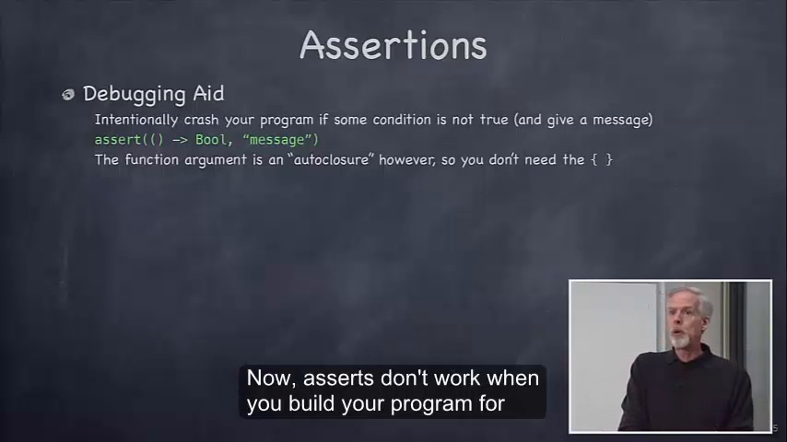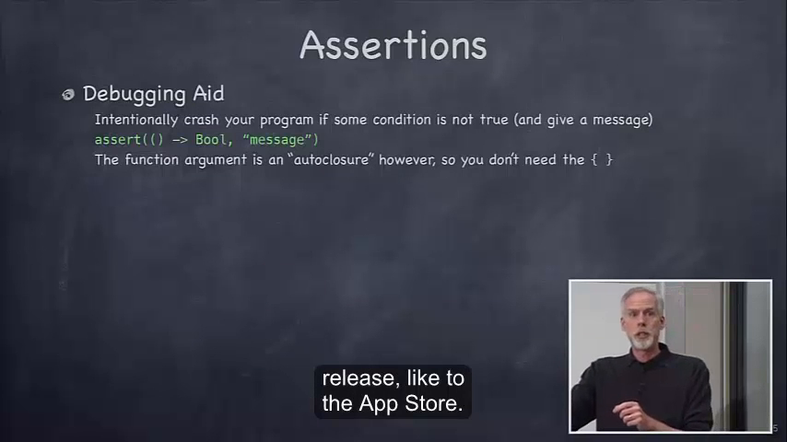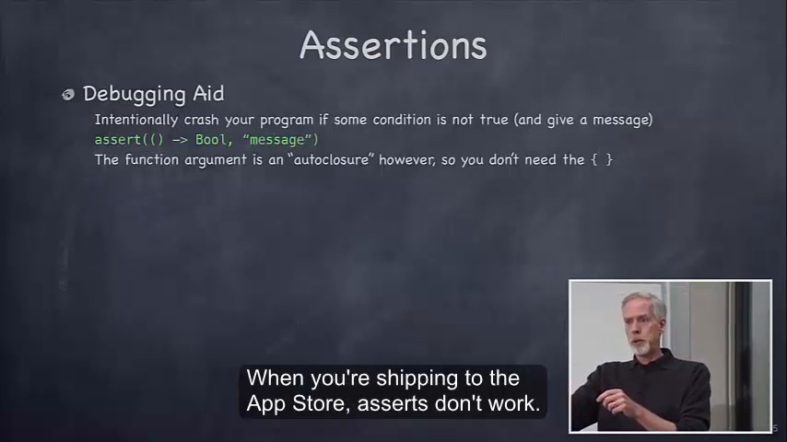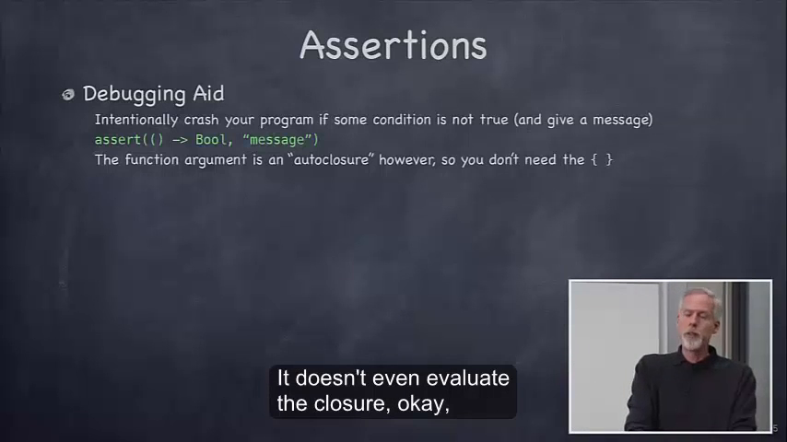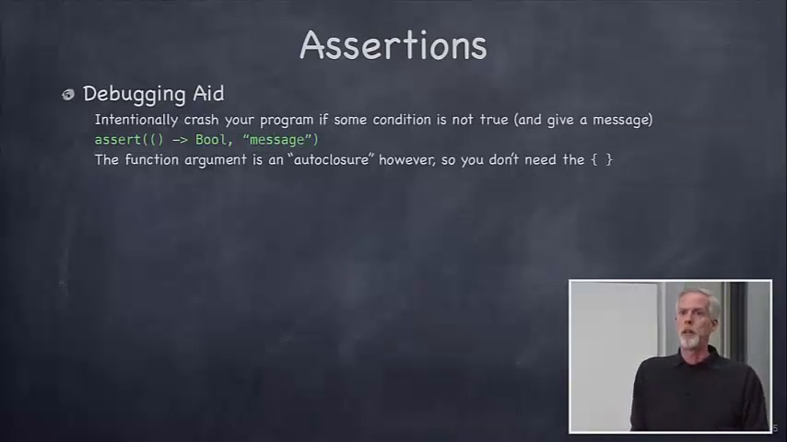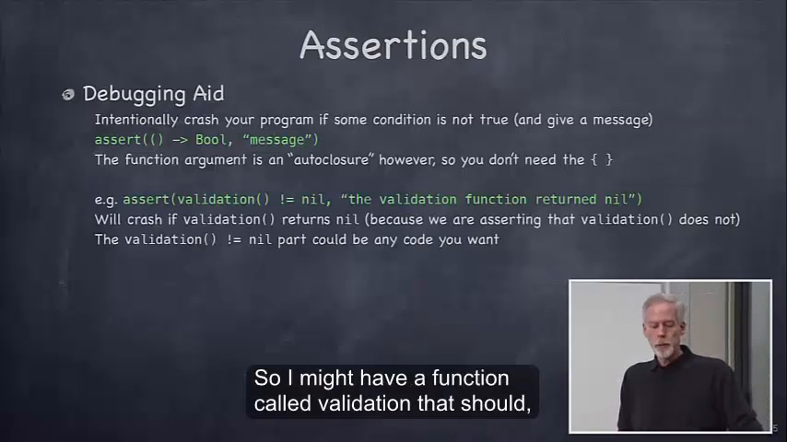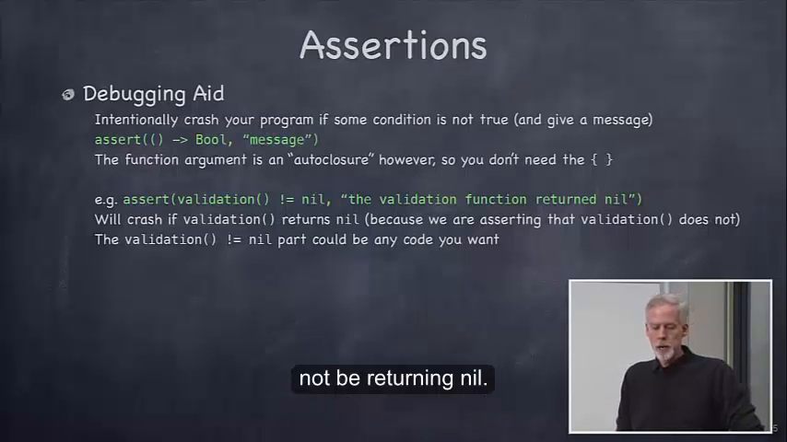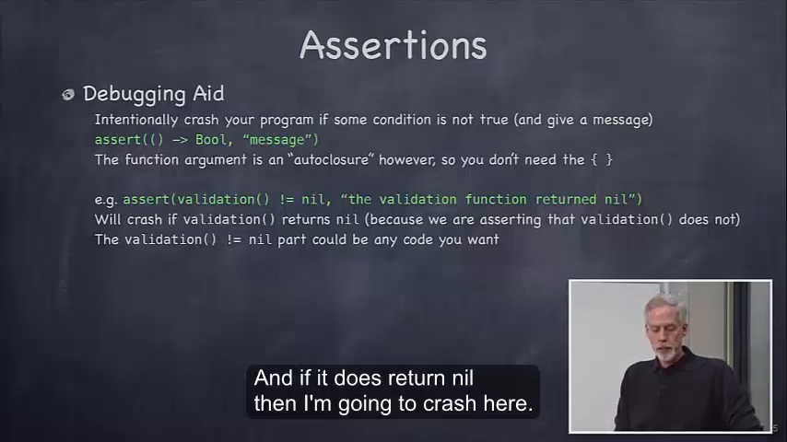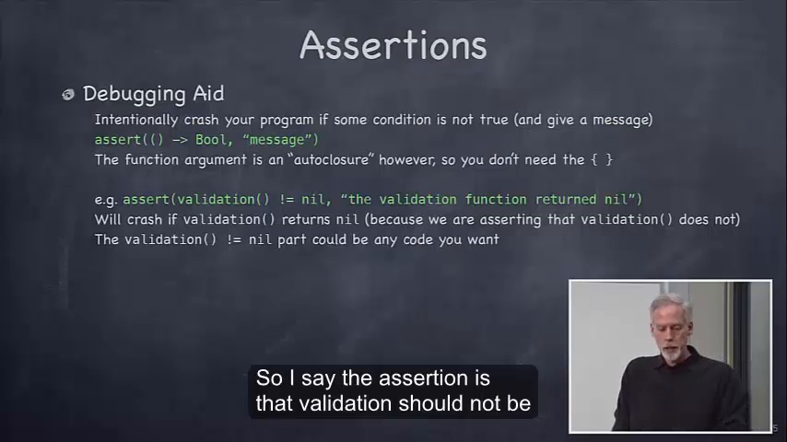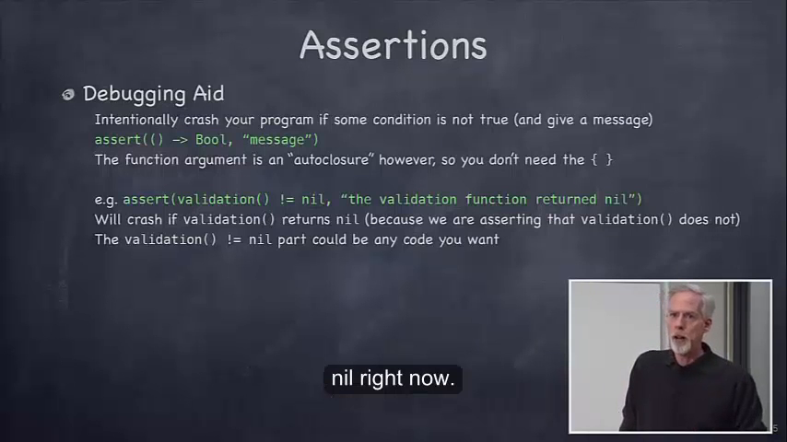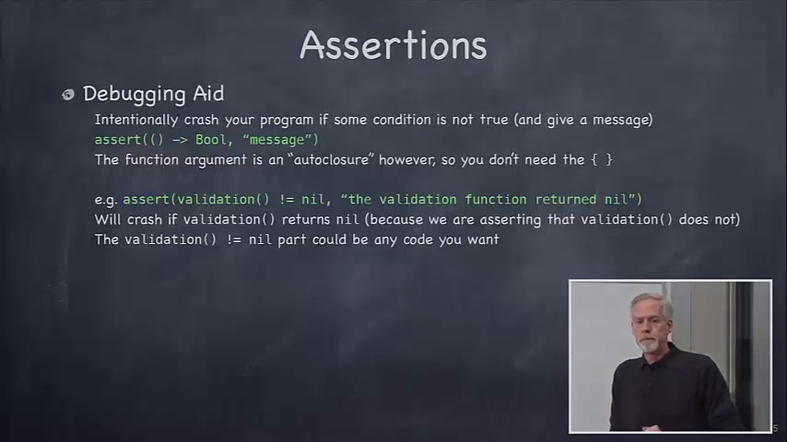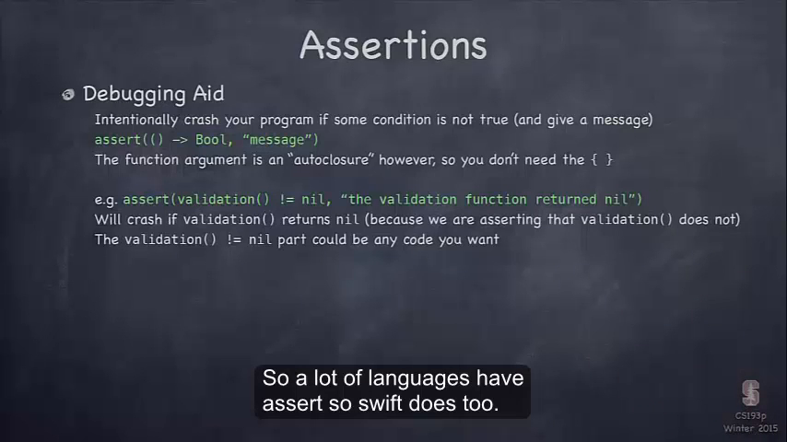Now, asserts don't work when you build your program for release, like to the App Store. When you're shipping to the App Store, asserts don't work. It doesn't even evaluate the closure. It's just ignored. But for debugging, it's pretty good. So I might have a function called validation that should, at this point that I'm executing this assert, not be returning nil. And if it does return nil, then I'm going to crash here. So I say the assertion is that validation should not be nil right now. A lot of languages have assert, so Swift does too.